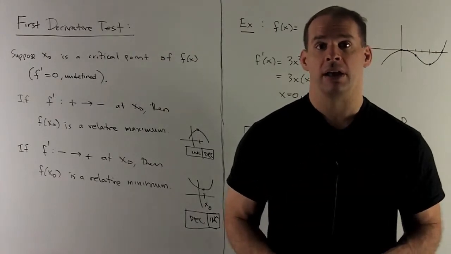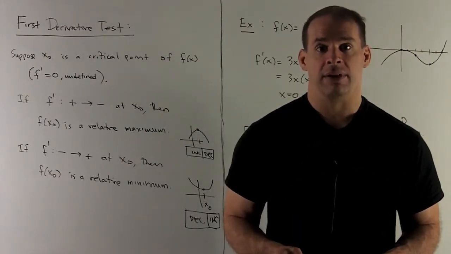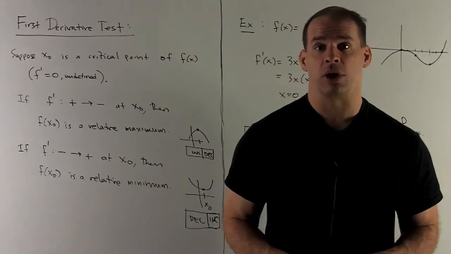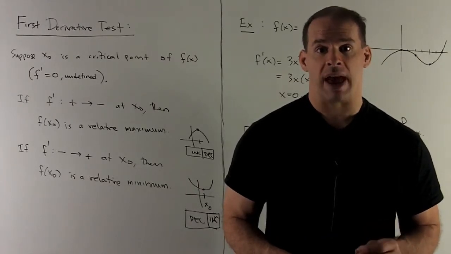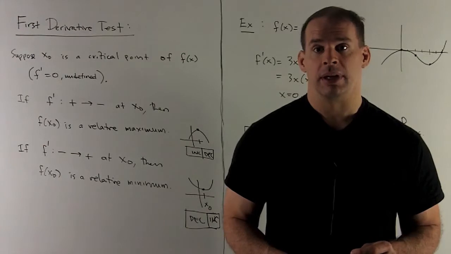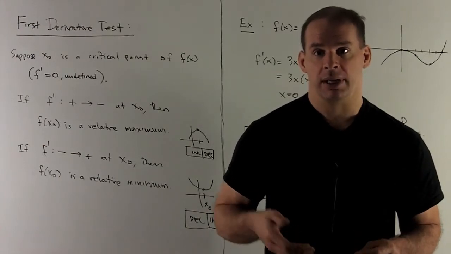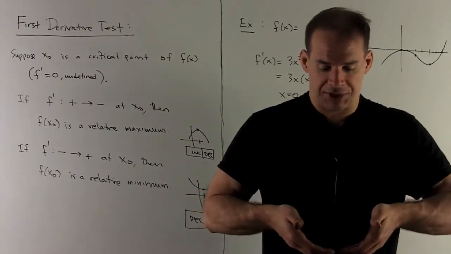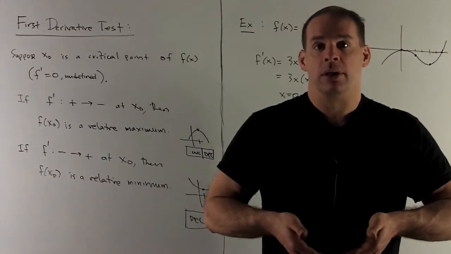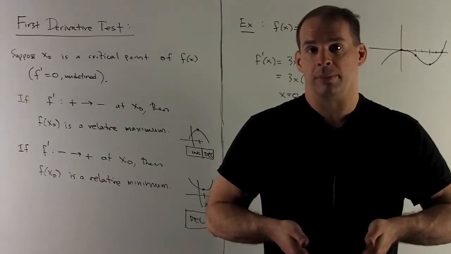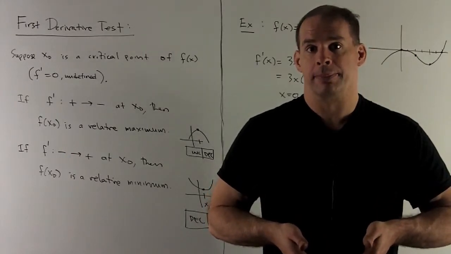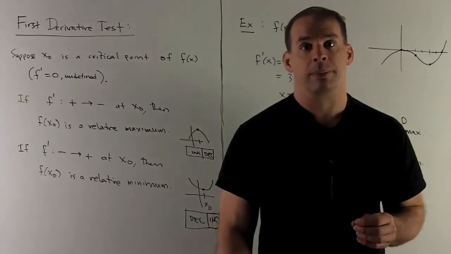On the other hand, if I go from negative to positive on each side of my critical point, we're going to have a relative minimum. In that case, we're going from decreasing to increasing, and then at the bottom of the bowl is our critical point, which will be a relative minimum. Let's look at an example.